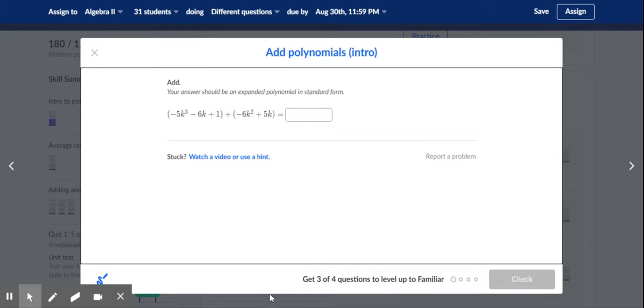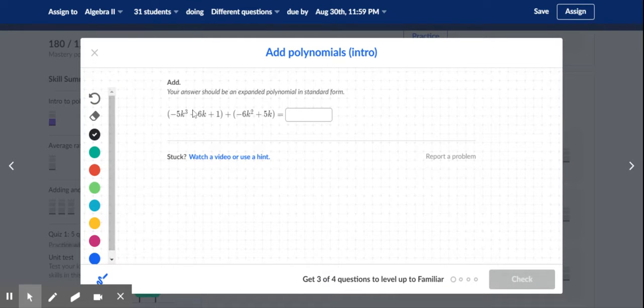All right, adding polynomials. We're also going to subtract polynomials in this video. Let's get going. When we add polynomials, most of us know this already, but we should look for like terms. So which of these terms are like each other? In order to be like each other, they have to have the same variable and the same exponent.